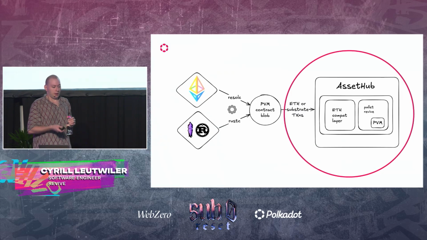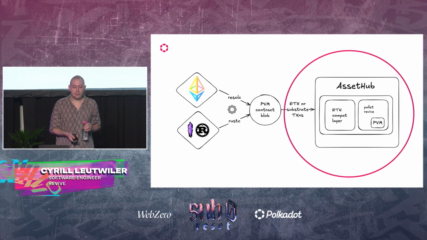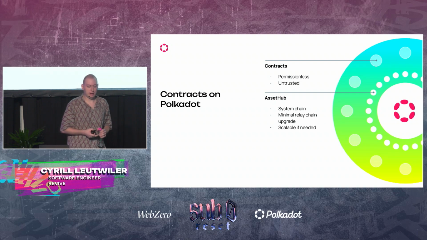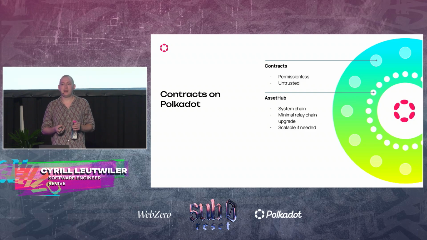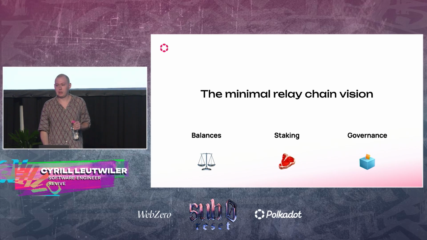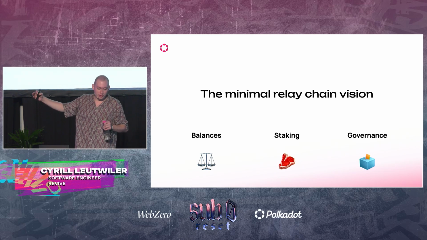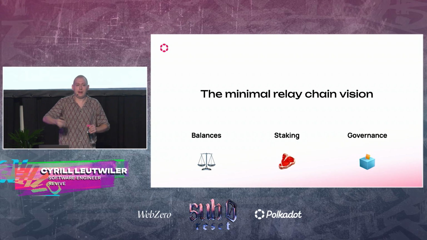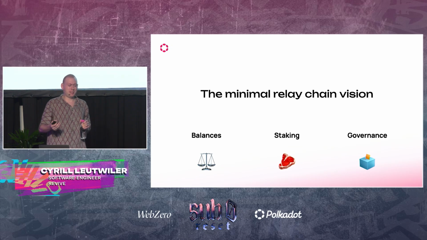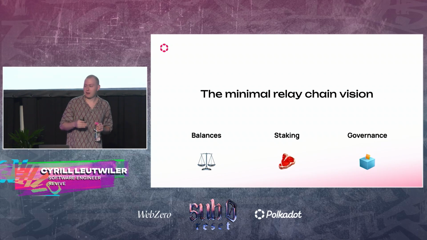Okay, so let's talk about AssetHub, or contracts on Polkadot. So why on Polkadot, or the Polkadot Hub? Contracts are permissionless and untrusted, and this is important. On AssetHub, we have the minimal relay chain vision. The idea is that the relay chain should only really relay messages. It will be sort of superseded by JAM anyway, so we want to move things like balances, staking, governance away from the relay chain.